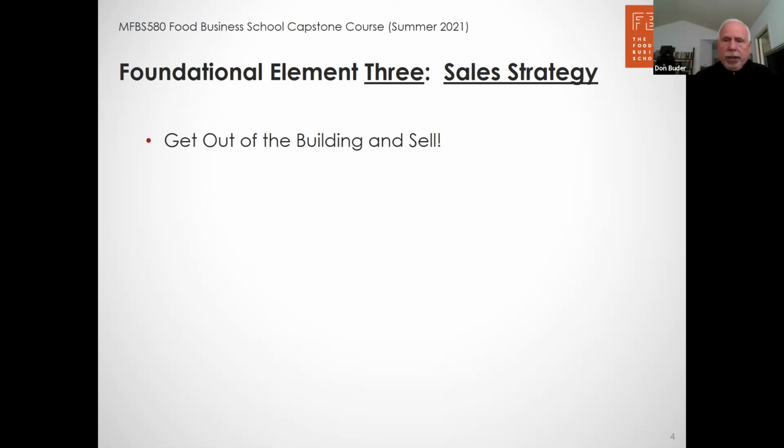So now we move into the third foundational element, what's your sales strategy. The key message here is get out of the building and sell. We can't be in our offices, even though during the pandemic we had to be, but now the world is opening up again. We have to get out, talk to customers, talk to consumers, and go to trade shows, go to conventions where retailers and other distribution channels are participating, and we have to sell. So, some of it you do by phone, some of it you'll do by Zoom, but as the world opens up again, keep this in mind, get out of the building and sell.